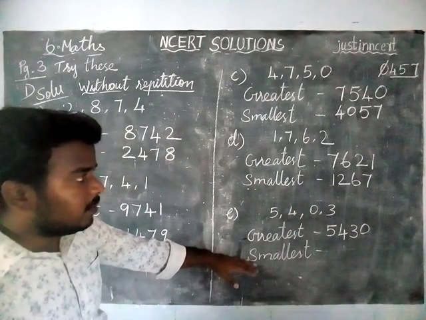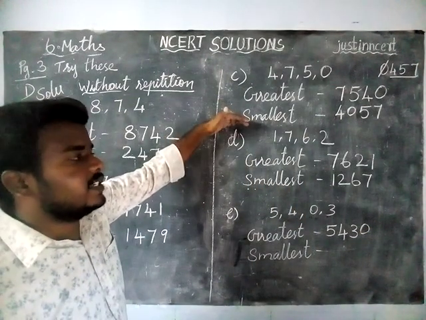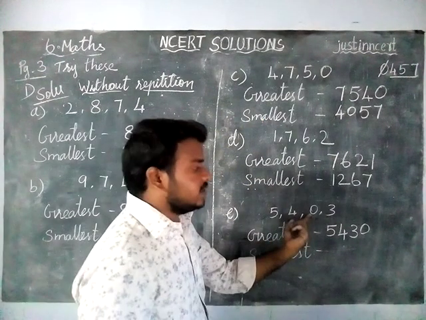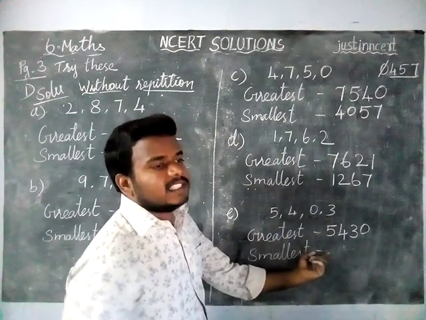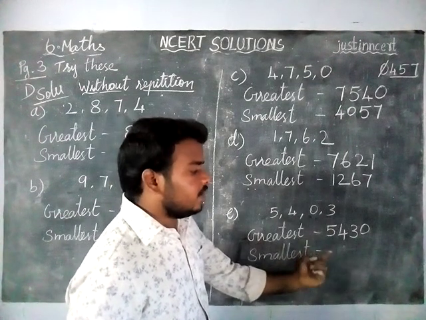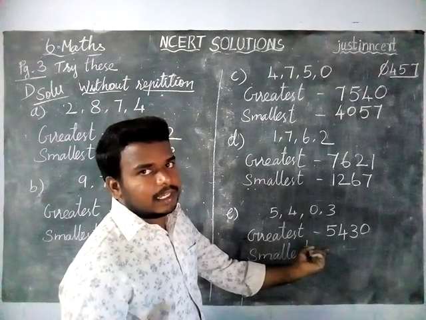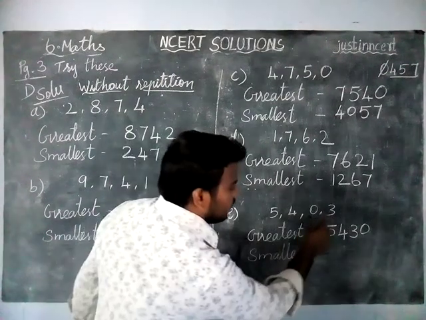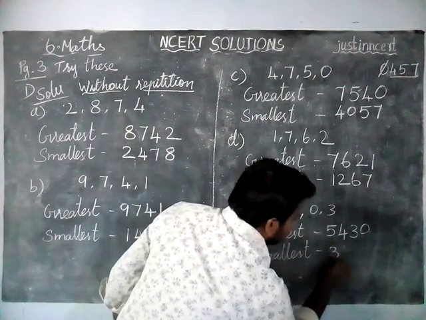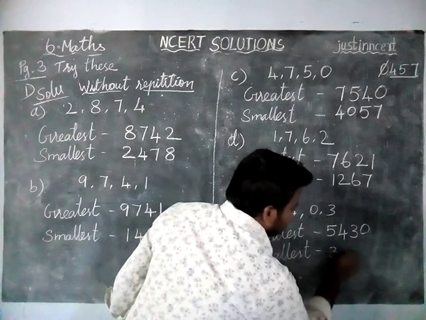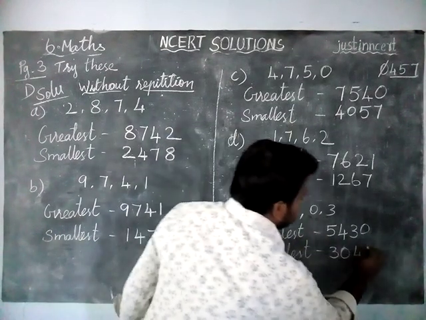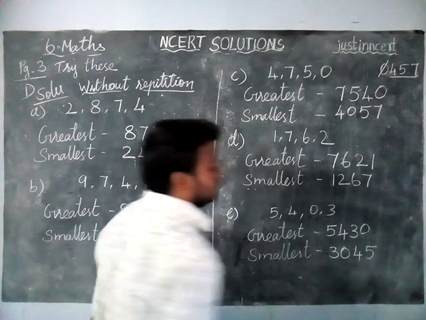Then the smallest number. Again, what we did for the smallest number in option C, the same thing we have to follow here. The smallest digit is 0, but we should not write it in the first place, because if we write 0 at the first place, it will become a 3 digit number. In the question, they ask us to find only a 4 digit number. So first we write 3, then 0, next smallest 4, and finally the last digit is 5.